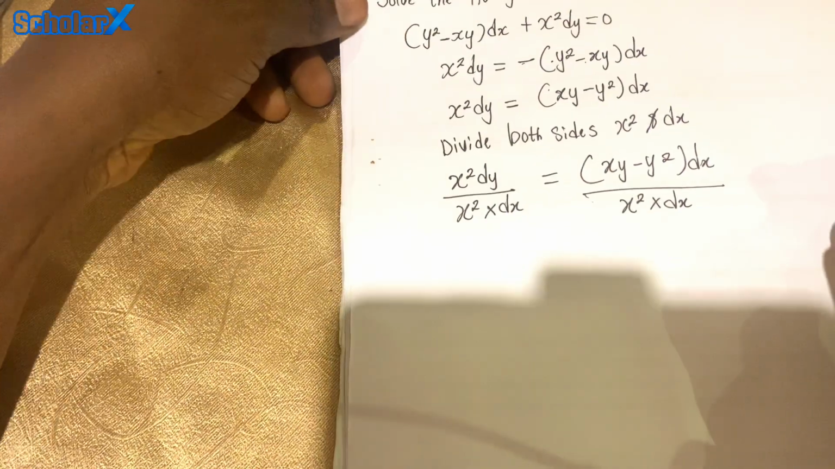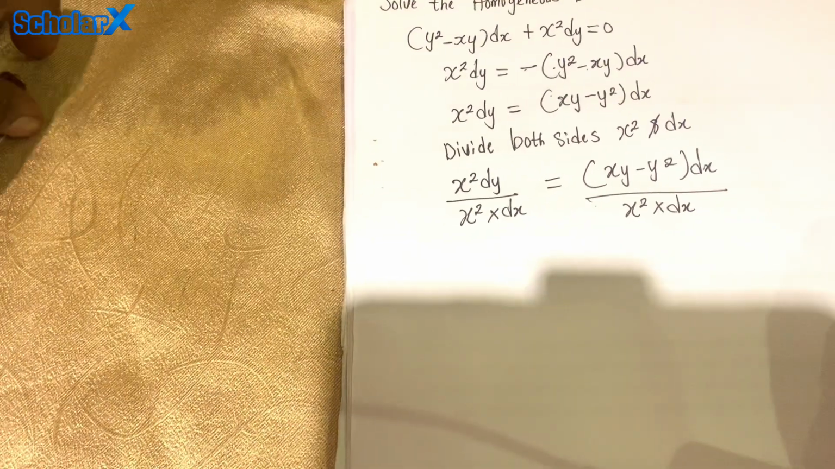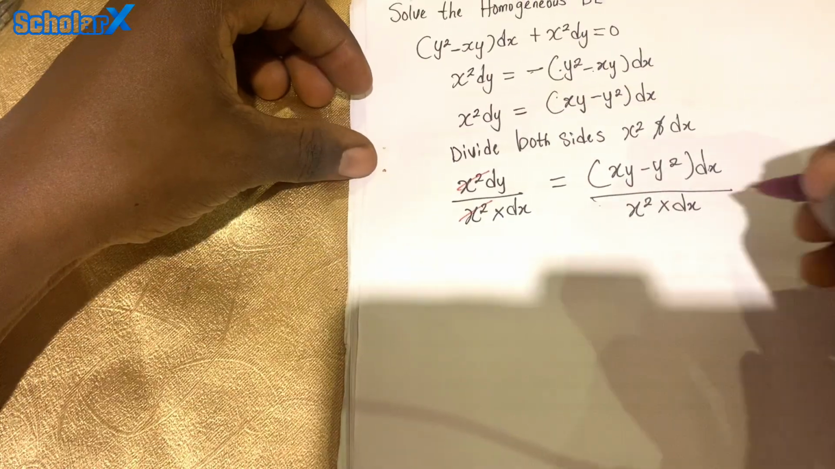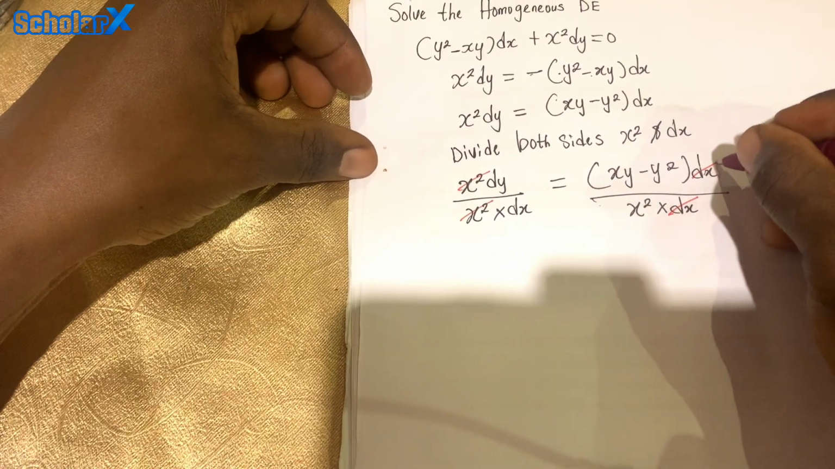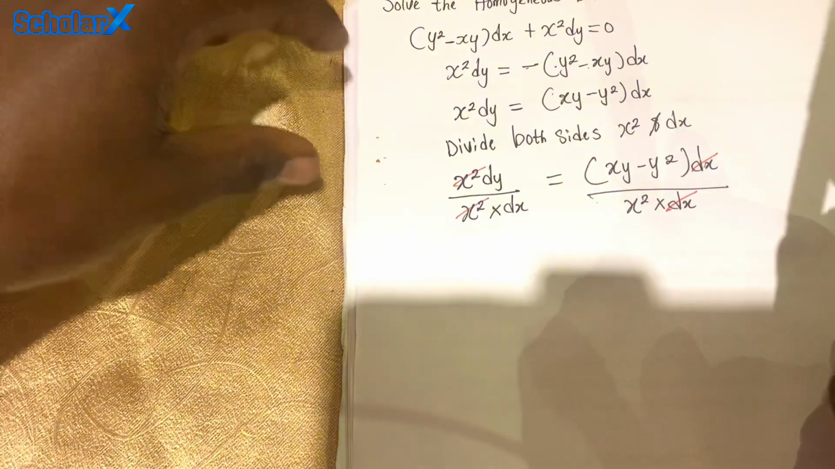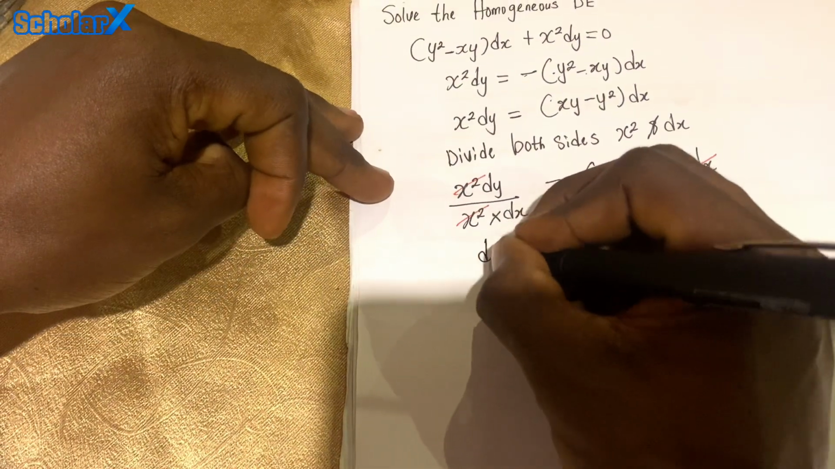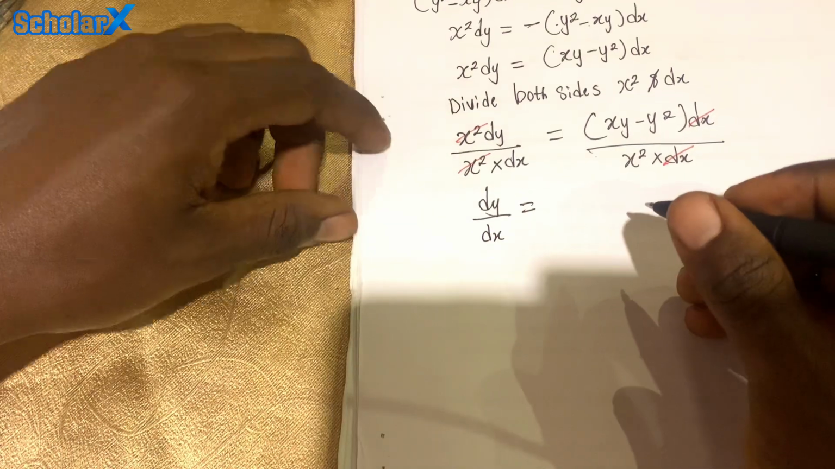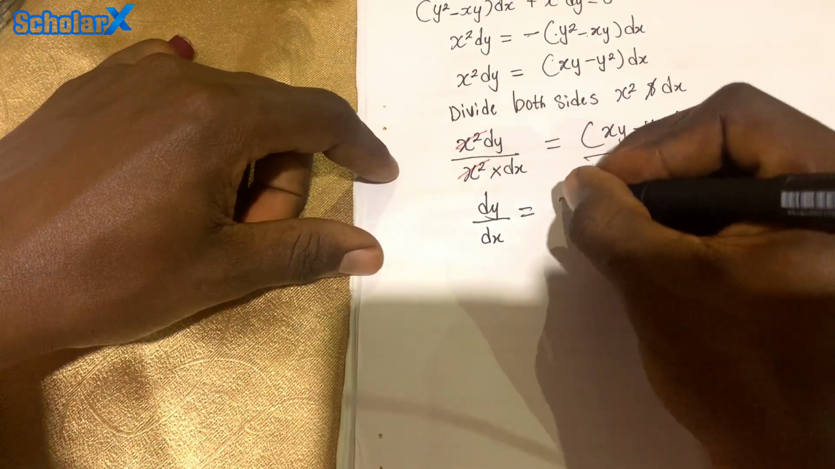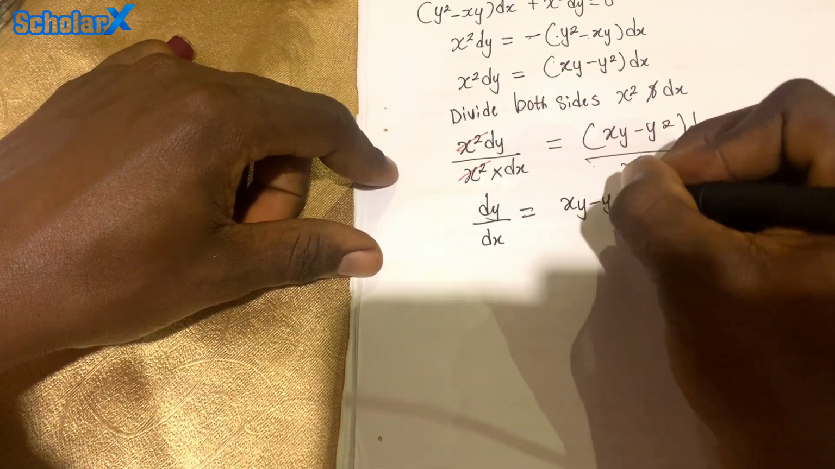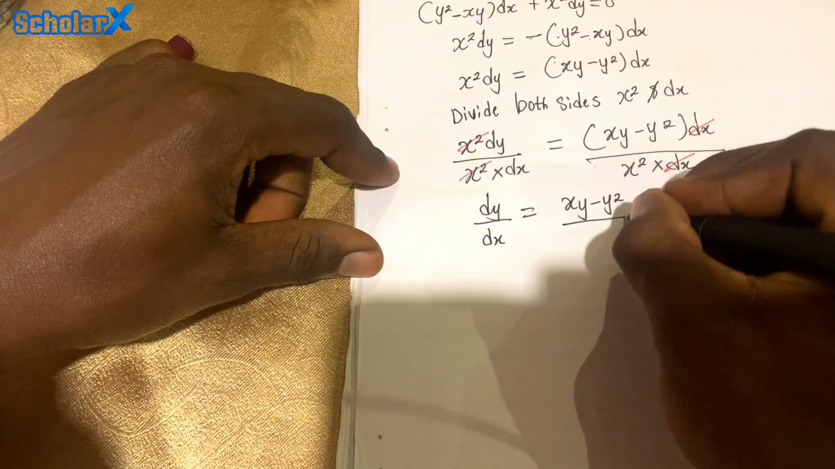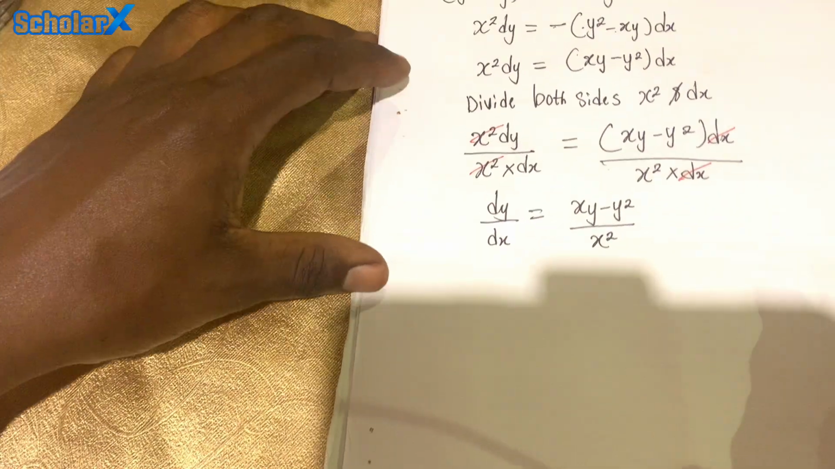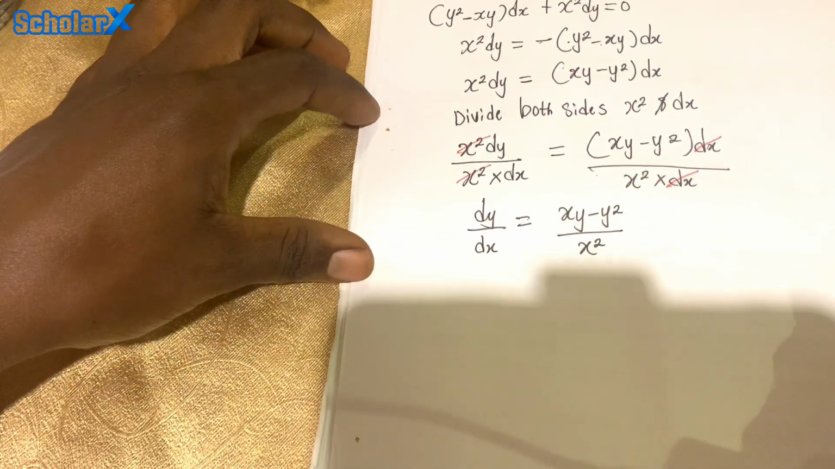Now, what's going to happen is that this is going to take this away, and then this is going to eliminate this. So what are we going to be left with? We're going to be left with dy/dx equal to (xy − y²) over x². This is what we're going to be left with. So this is what we have so far.